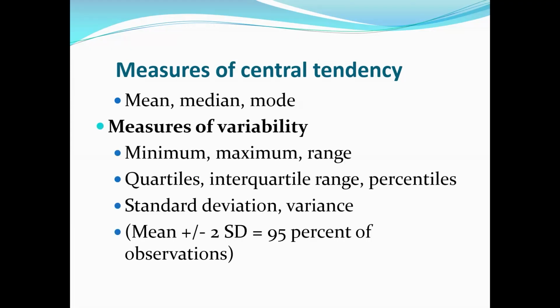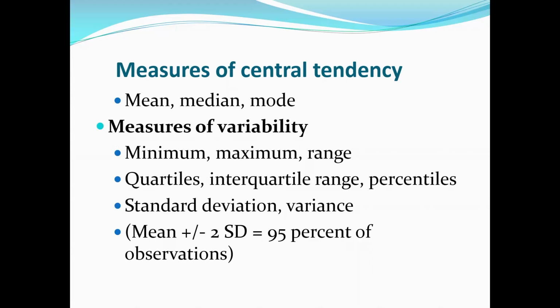Then what is the variation? See, I told you all the students will not have the same marks. Variation is there. So what is the maximum marks? What is the minimum marks? What is the range between the minimum and the maximum? That shows the variation. Another statistical tool used is quartiles, 25%.